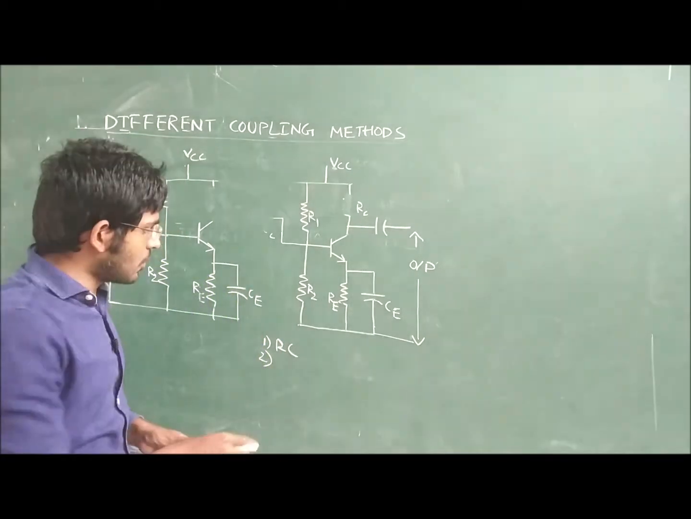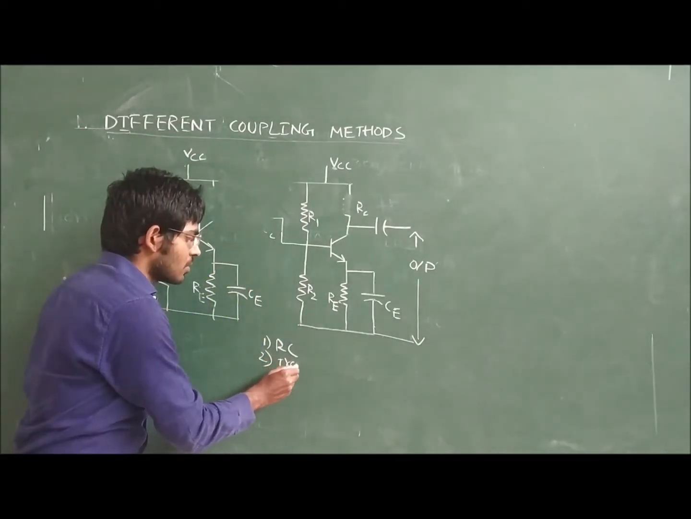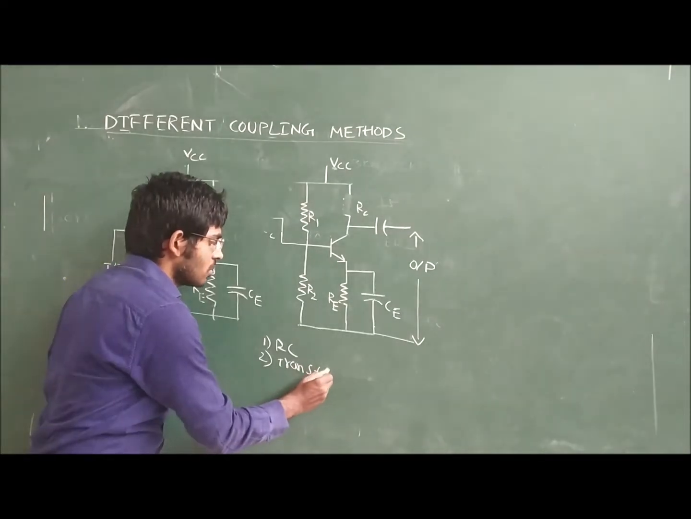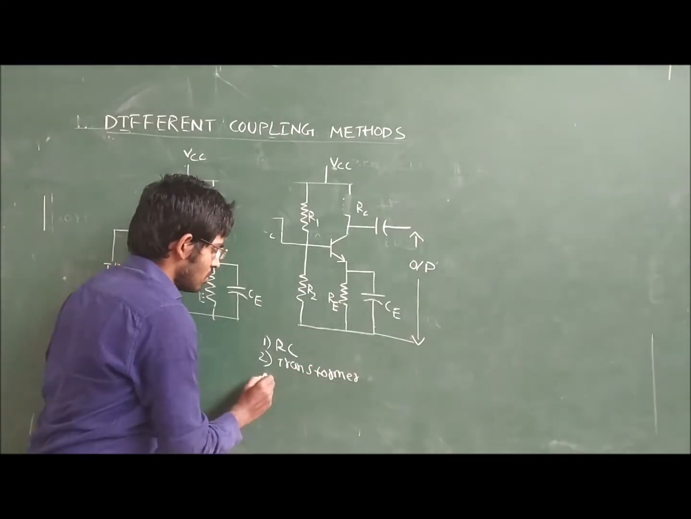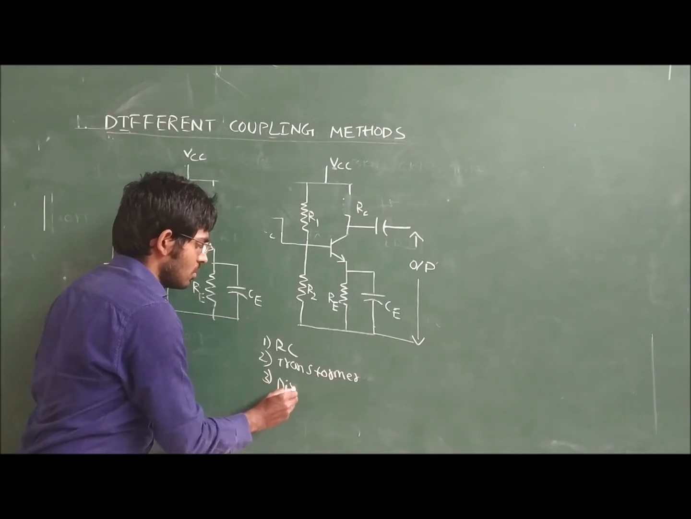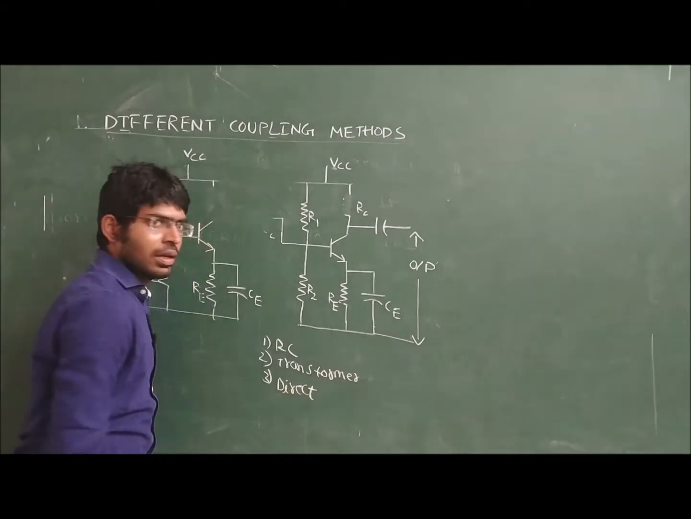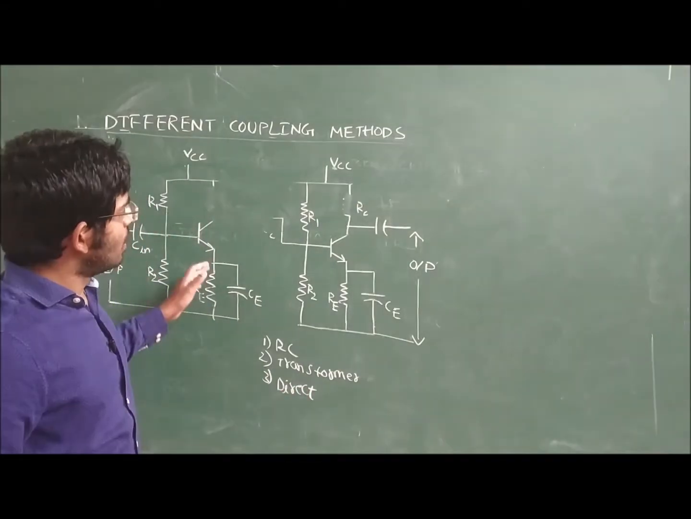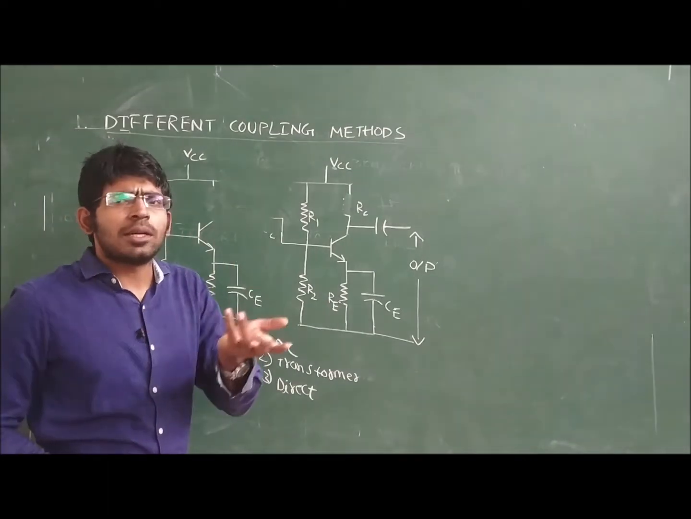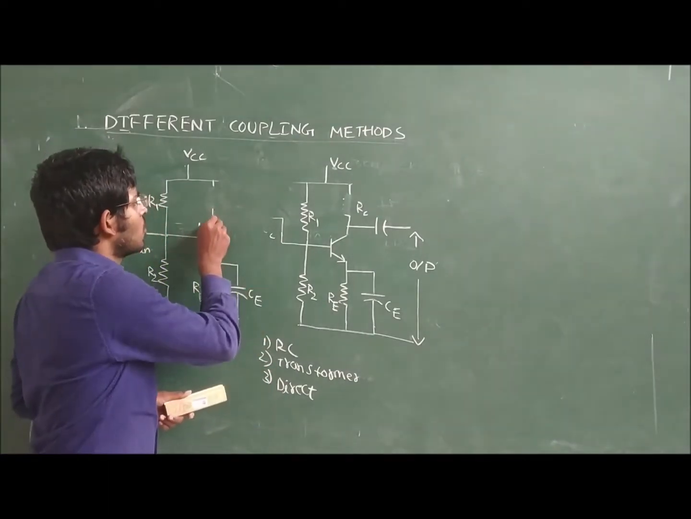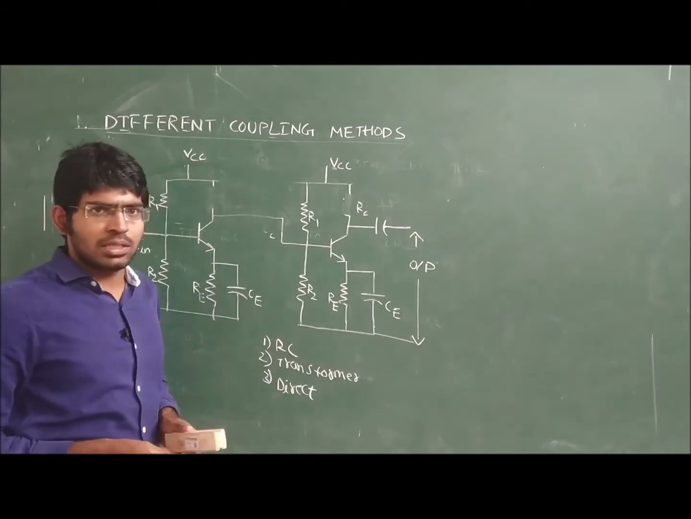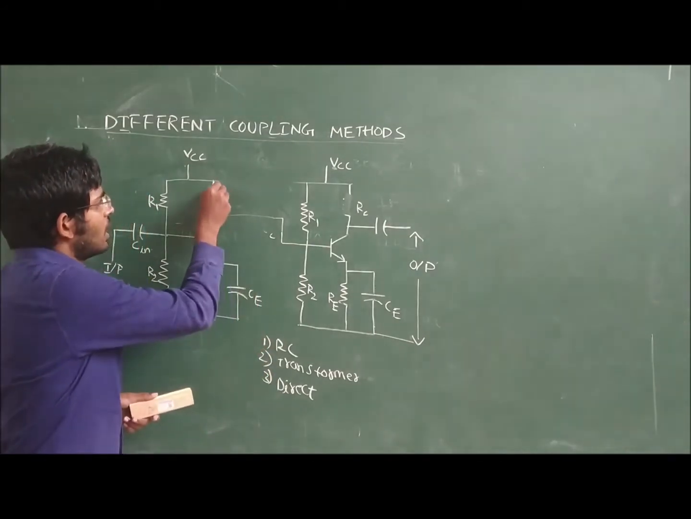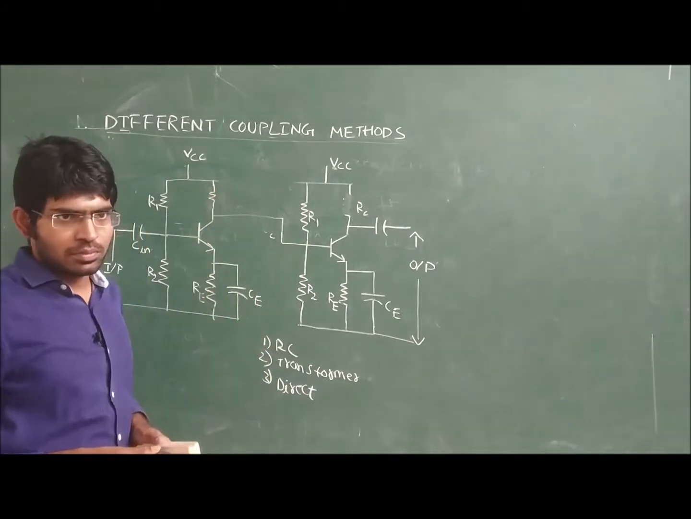And the third type of coupling is direct coupling. In direct coupling, we do not use any capacitor. We directly connect the output to the second stage of the amplifier. This is called direct coupling.